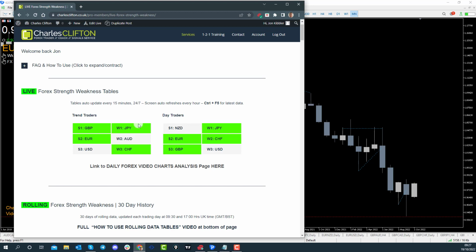So what are the tables telling us today? Well, it's telling us that the pound is the strongest on the trend traders, the third strongest on the day traders. It's telling us that the euro is the second strongest on the trend traders, second strongest on the day traders. And the dollar is S3 on the trend traders. However, we know that it is W3 on the day traders. Kiwi is the strongest on the day traders, followed by euro and pound. Yen is the weakest currency on both tables, followed by Aussie, and then Swiss on the trend traders, Swiss and dollar on the day traders.